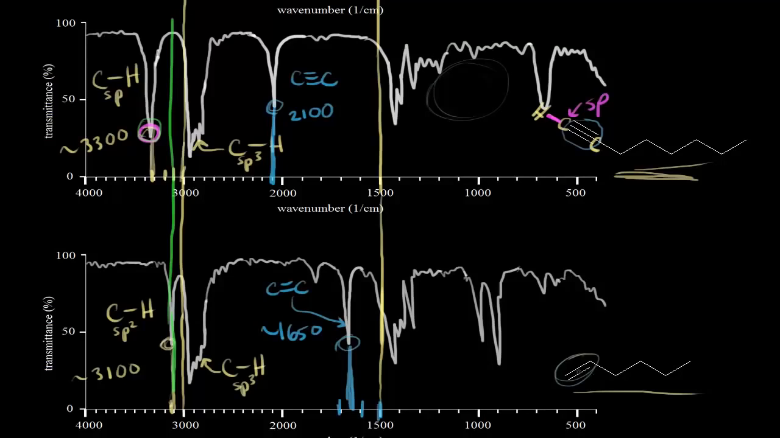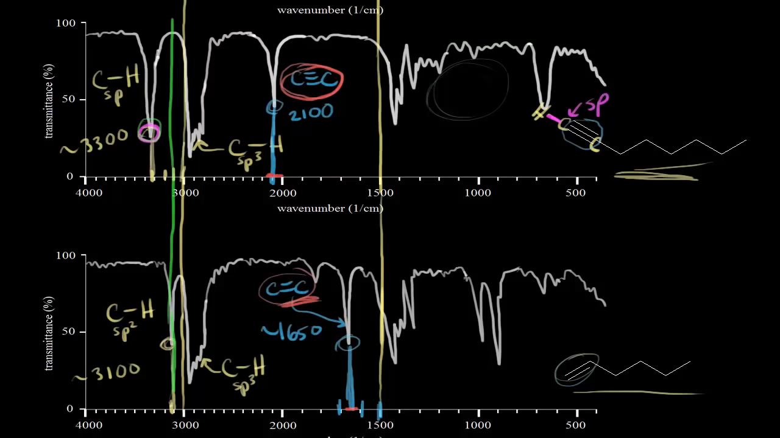Comparing these two, remember we talked about the fact that a triple bond vibrates faster than a double bond, and so the signal is different. The triple bond vibrates faster, so it has a higher wave number. The double bond doesn't vibrate as fast, so it has a lower wave number. So these are important things to think about.